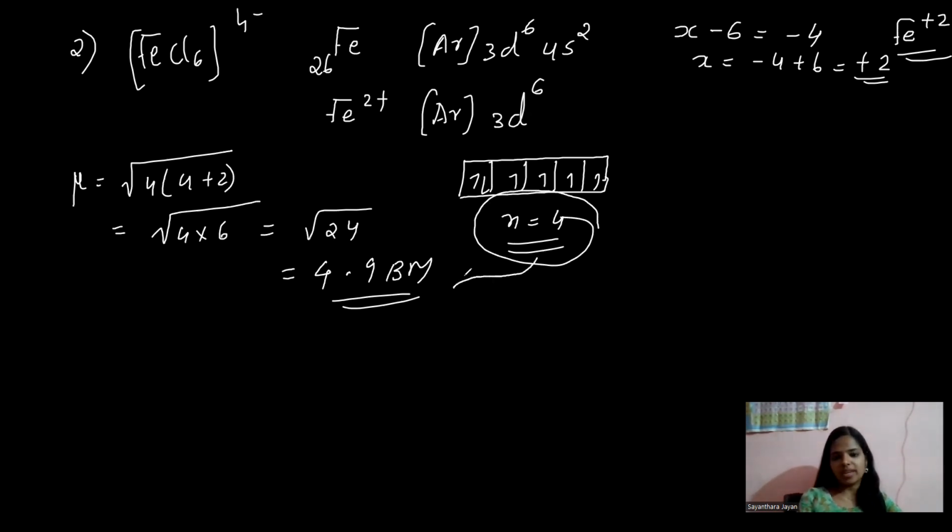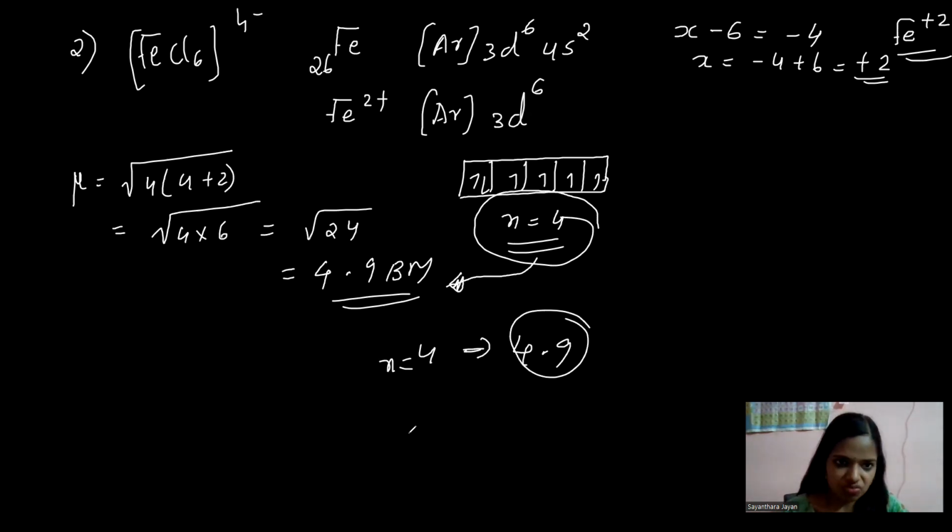From here also you can conclude that if the number of unpaired electrons is equal to 4, the magnetic moment you are getting is 4 point something. Here, the exact value is 4.9. Okay. So, I hope this is clear to you.